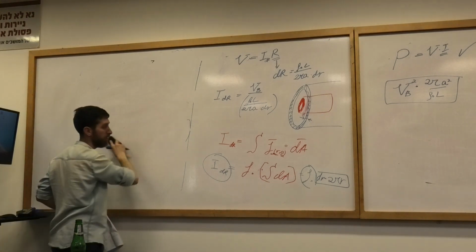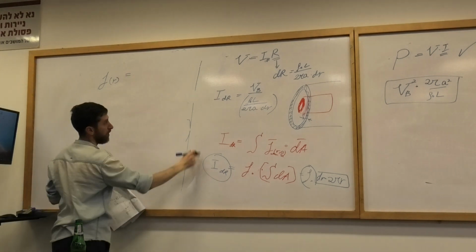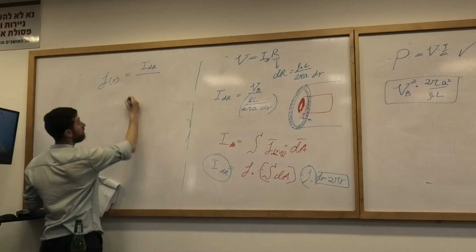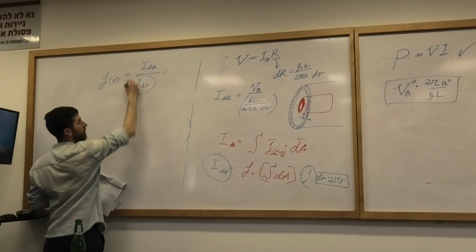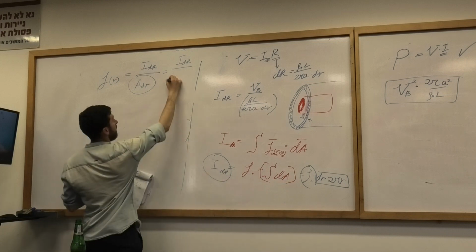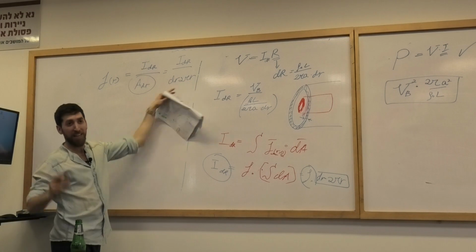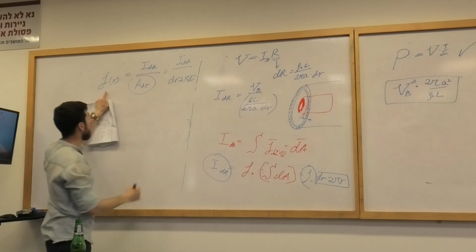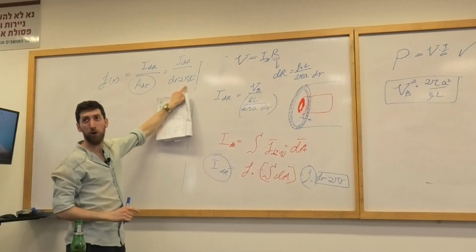J as a function of r is this term, I dr, divided by the specific area of each dr, which is changing, right? It's I dr divided by this term, dr times 2 pi r. That's what I want you to notice, okay? Which means in the really small cylinder you have a huge amount of current density, and in the last one, the outer one, you're going to have less.